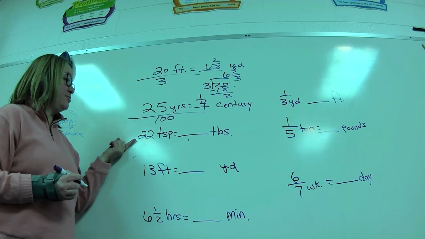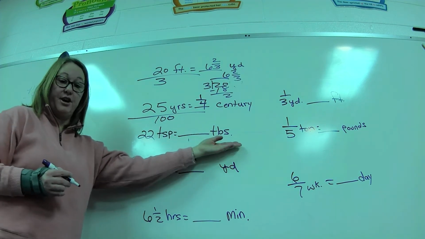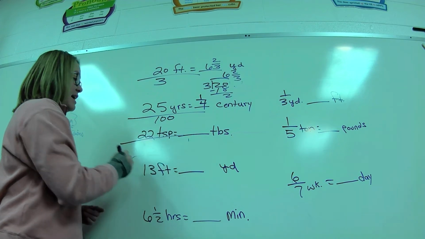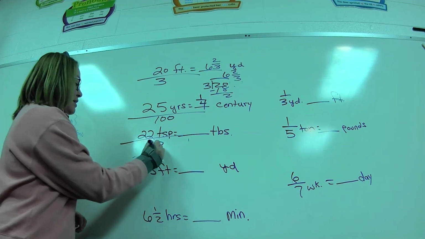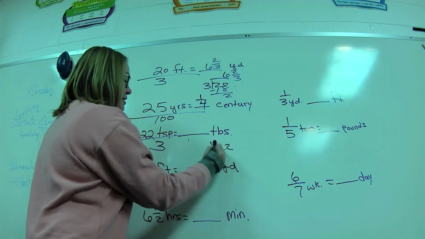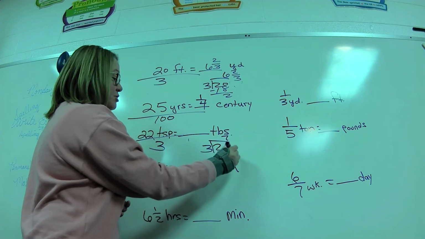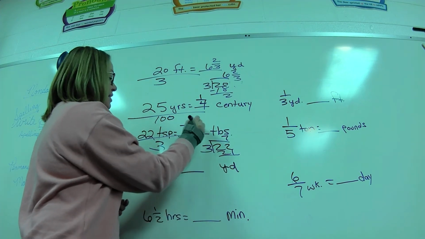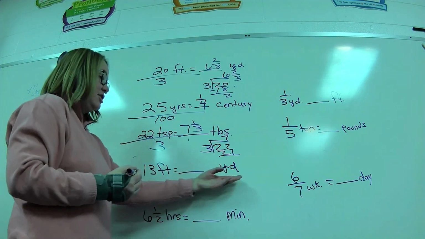22 teaspoons. How many tablespoons? So again, small to large. We're going to divide. How many teaspoons make a tablespoon? 3. So now I have 22 divided by 3. 3 goes into 22 7 times. It's going to give me 21. So 7 and 1/3.